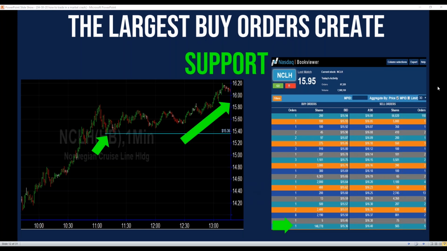You know why it held there? It didn't want to go down? Because if you look down here, there's a 146,000 share buyer at 15.36. Let that sink in your head a little bit. Just think about that. 146,000 shares are looking to be bought at 15.36.